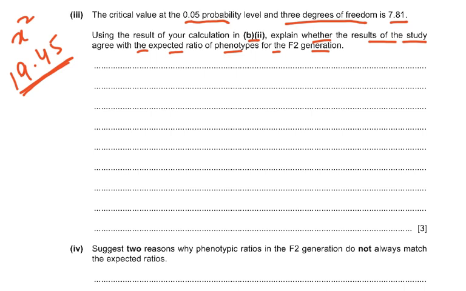Of course, the null hypothesis is rejected, but of course, we're not talking about that. But it says, explain whether results of the study agree with the expected ratio. So yes, the 19.45 is greater than 7.81. So that's the first thing you write. And then the results are significantly different to the expected ratio. So differences are not due to chance. There is an increase in full band phenotypes.